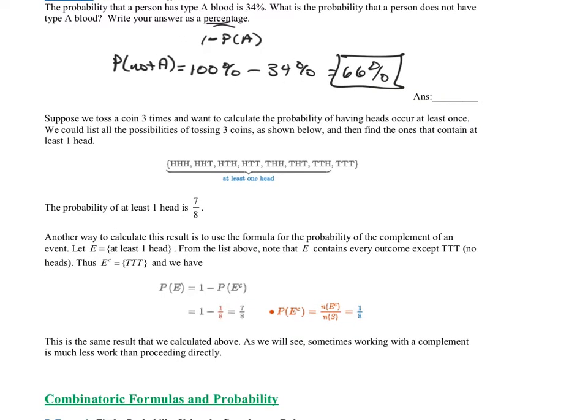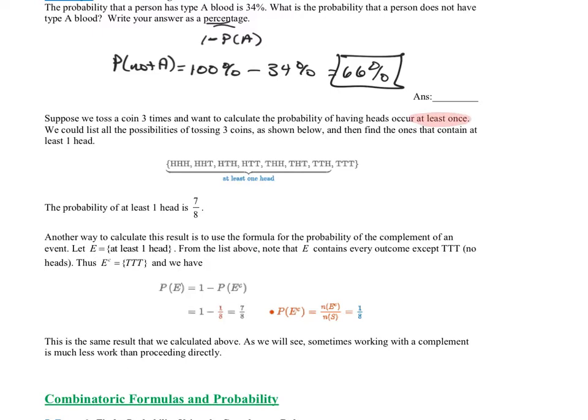Okay. Let's look at this. It says, suppose we toss a coin 3 times and want to calculate the probability of having heads occur at least once. This is a totally different type of probability. I want you to mark this one down. It is way more difficult. It takes a couple of steps to get.